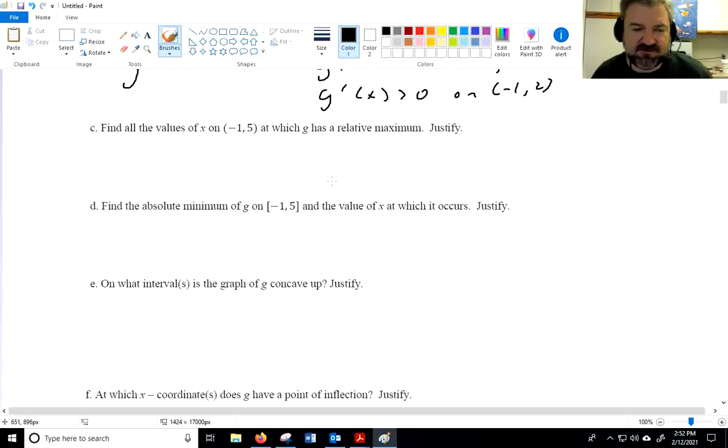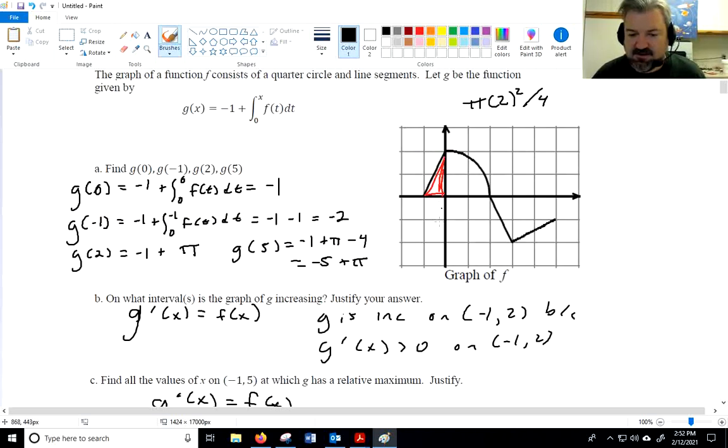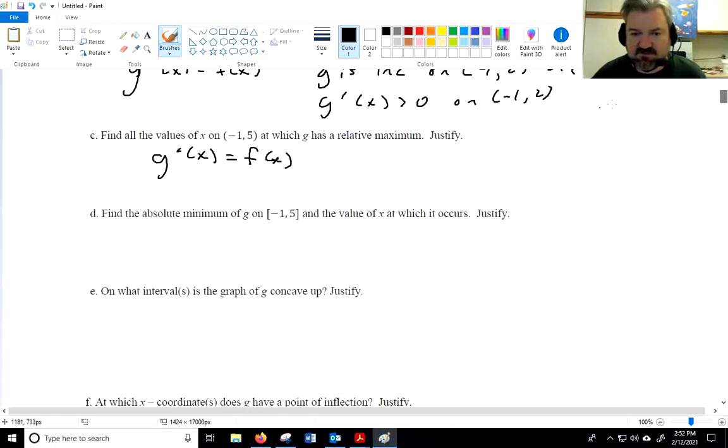Okay, we're going to find all the values of x on -1 to 5 at which g has a relative maximum. So again, we know that g prime of x is equal to f of x. So we need to use this graph to find when g has a relative maximum. Well, g is going to have a relative max right here because g prime changed from positive to negative, g changed from increasing to decreasing.